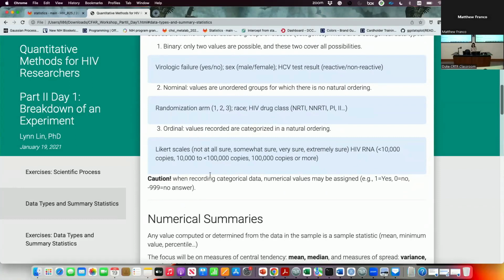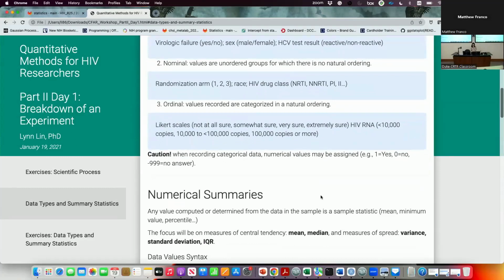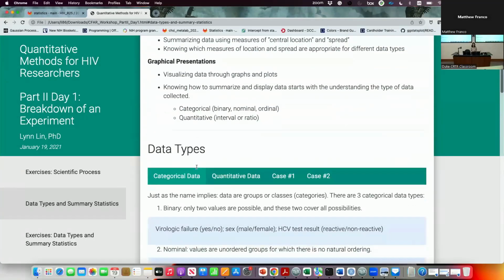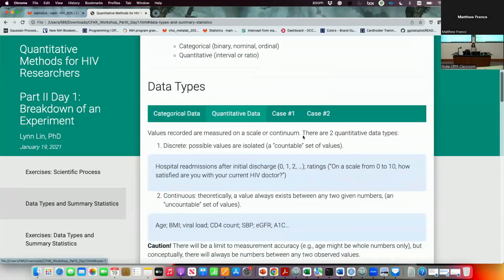So here, there's a caution. Obviously, in any data recording, there are always some missing values. So people sometimes will use an extremely large number to represent a missing value. But this obviously doesn't carry any information. It's just to indicate this is a missing value. So again, this is categorical. You cannot treat this 999 as a numerical value.